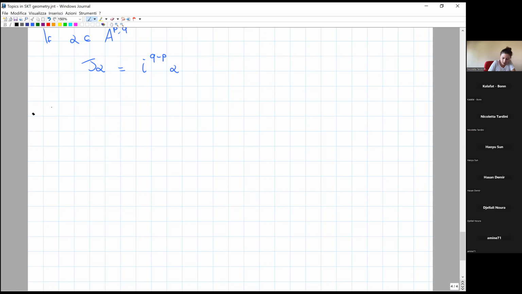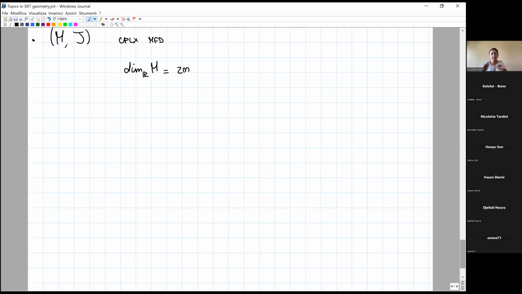Again, the setting is complex geometry. So (M, J) is a complex manifold. Again, the real dimension of M is 2n. Maybe sometimes I will forget to say this again, but the dimension for me will always be 2n, unless it's stated otherwise, okay? And fix an Hermitian metric G.